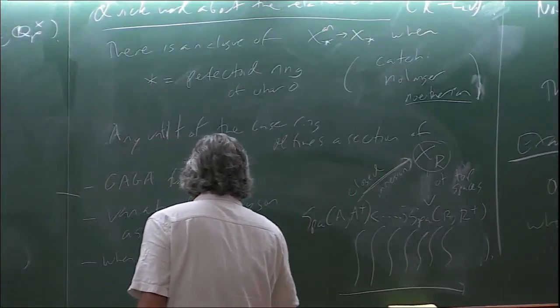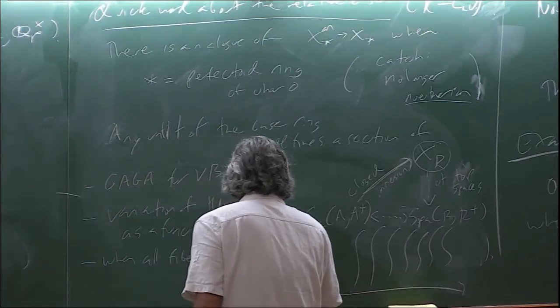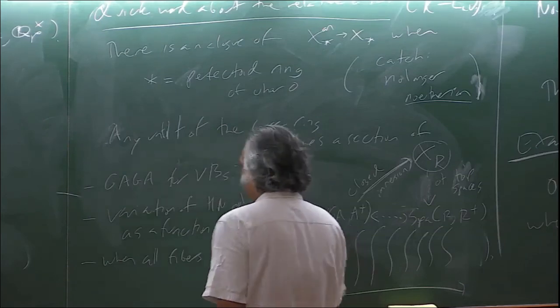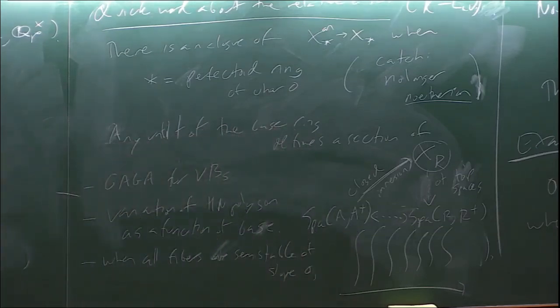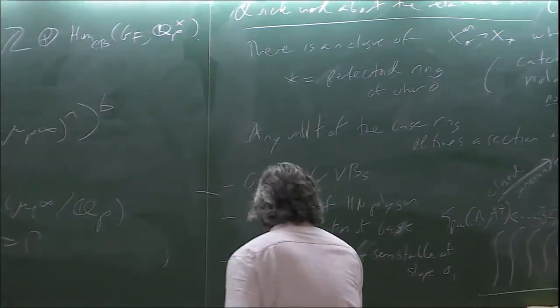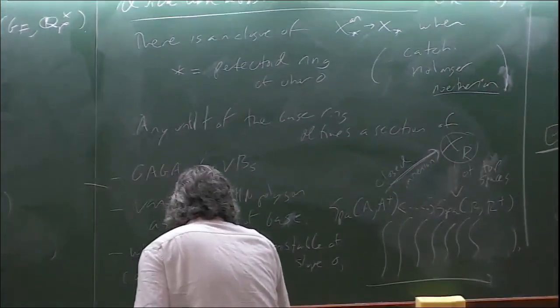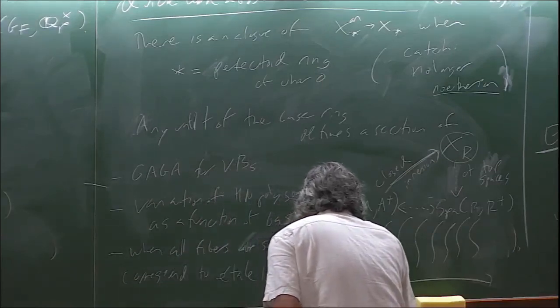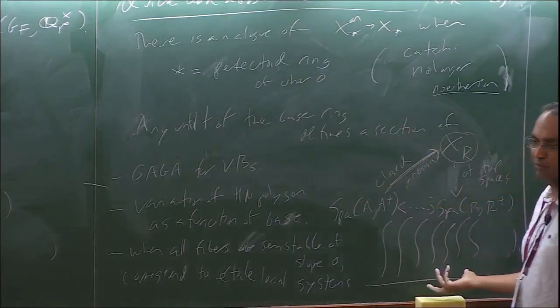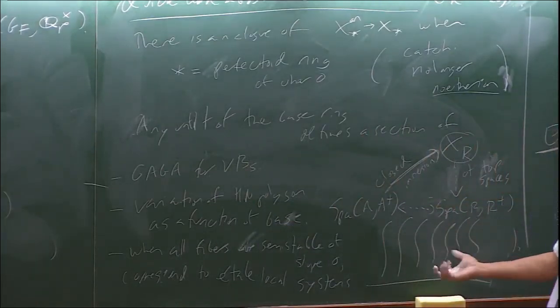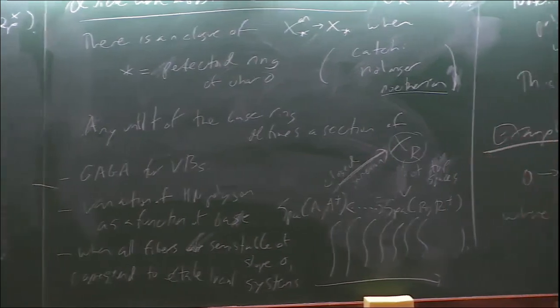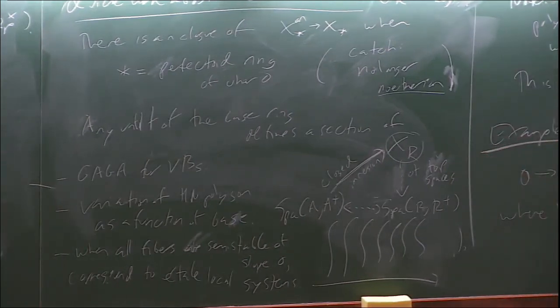And then when all fibers are semi-stable of slope 0, you expect them to correspond to something like Galois representations. The analog in this picture are étale local systems, essentially representations of the fundamental group of the base. So that's what plays the role of the Galois group. So there is this whole relative picture, which works quite nicely in concert with the absolute picture.